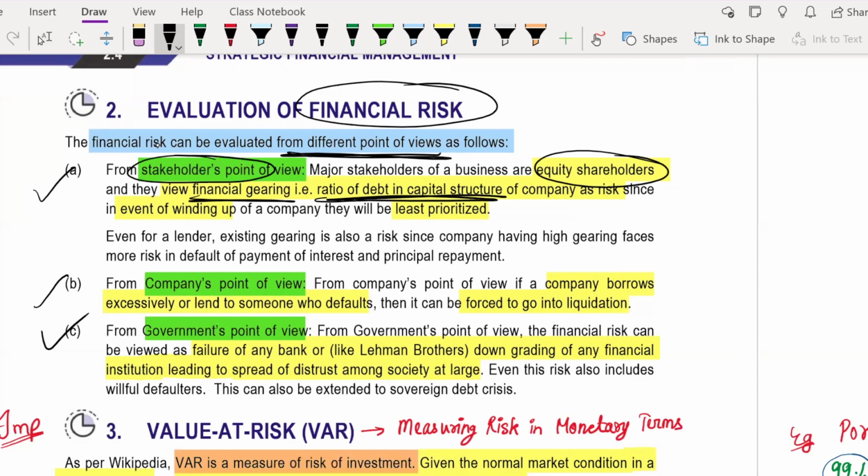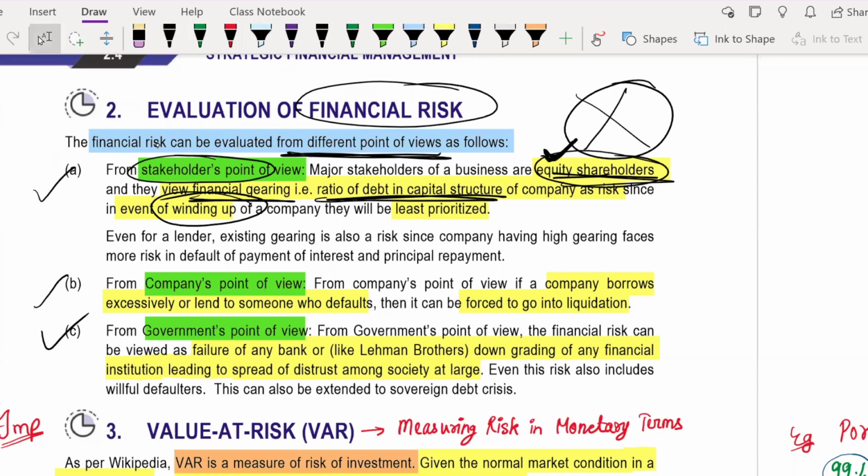When the company is going to be wound up, or liquidated, equity shareholders are going to be paid last. And if there are a lot of borrowings, it might so happen that in the event of winding up, all the money that the company has goes into the hands of the lenders who have lent to your company, and the equity shareholders might be left with no money. So this is one point of view that a stakeholder of a business might have. This is a financial risk for the equity shareholders, a company having a lot of borrowings or loans.